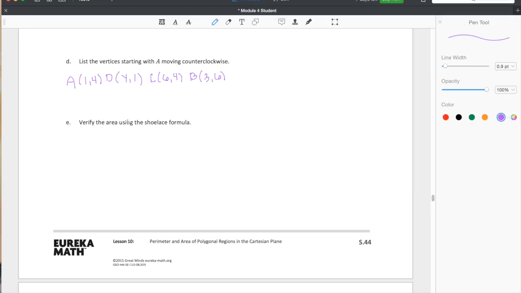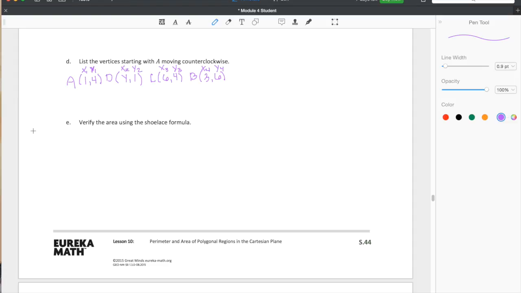And now for the shoelace formula. The way you figure out what your shoelace formula is going to be is you're going to take your points and label them with x1 and y1. And you're going to do this for all of the points. So you have a total of 4 points. You're eventually going to have x4 and y4. So going in order, this is x1 and y1. This is x2 and y2. This is x3 and this is y3.